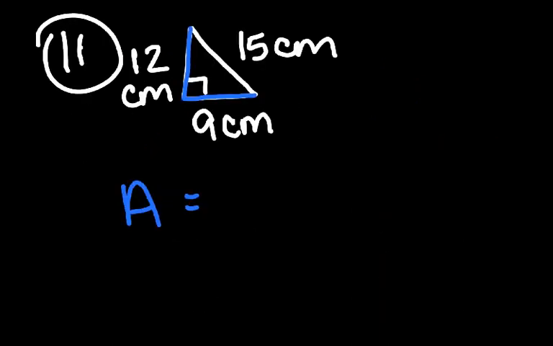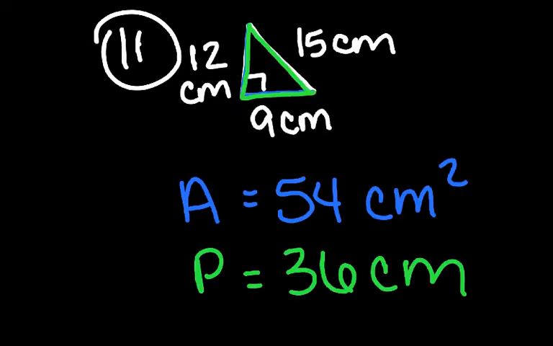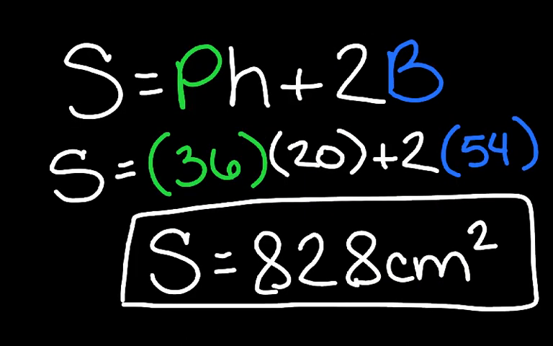Okay, we'll start by finding the area. You're going to multiply 12 times 9, then divide it by 2, which gives you 54. Then you'll find the perimeter by adding 12 plus 9 plus 15 gives you 36. Okay, your answer is 828 centimeters squared. Go ahead and flip it to the other side and finish the other side on your own.